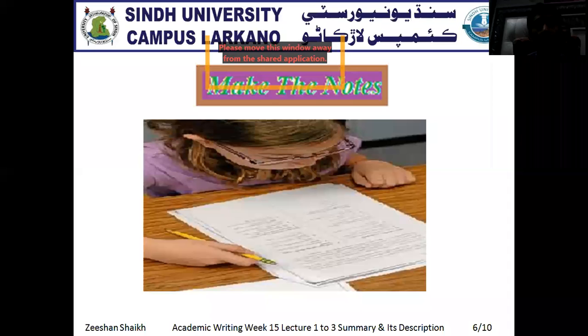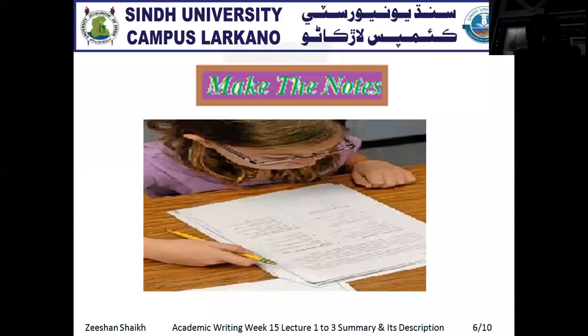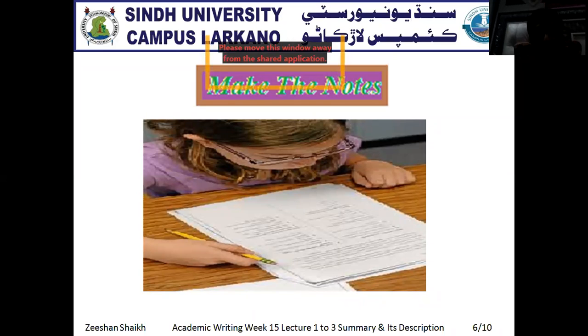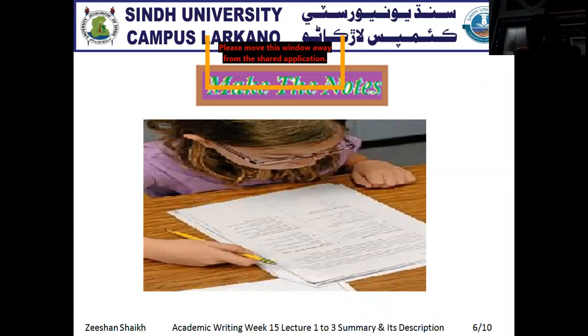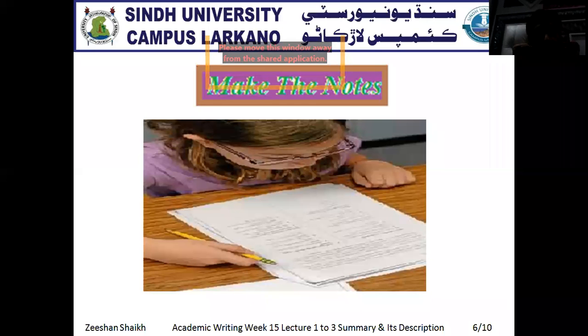Now the third one is: make the notes. Of course, in our previous lecture I taught you note making. Now for making any kind of summary, you have to make the notes. Let's suppose you have some books, or you have a specific book of academic writing. What are you supposed to do? You have to read each and everything, and after reading, after underlining the main points, you have to write your own notes. Clear? You have to make your own notes whenever you read the text.